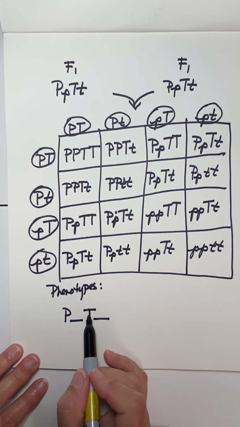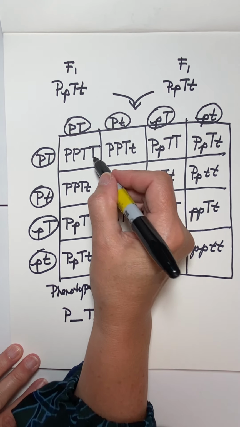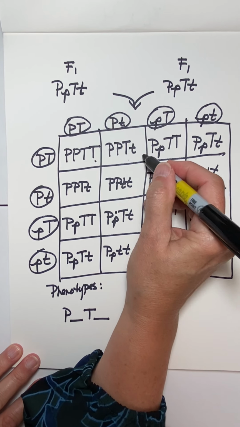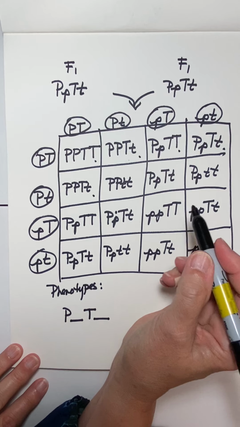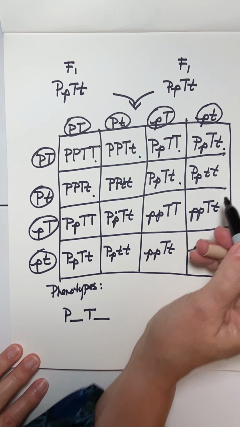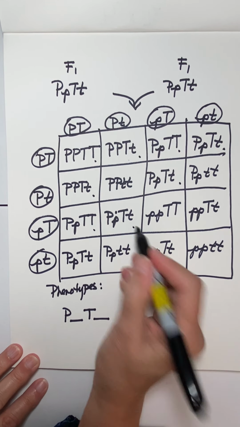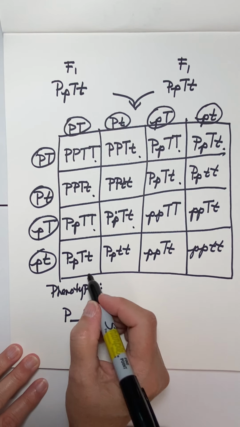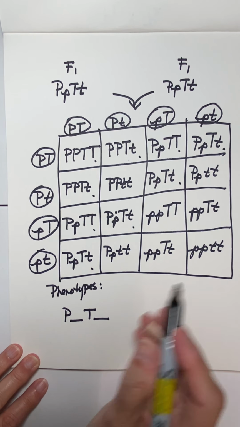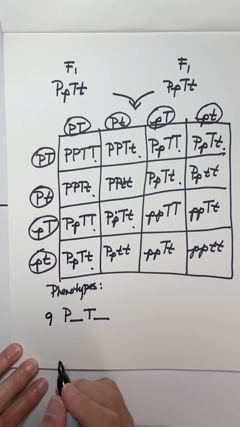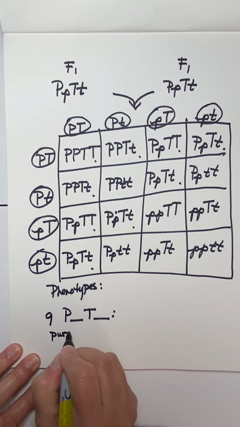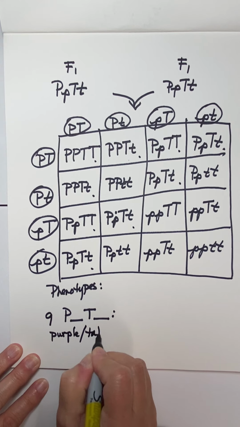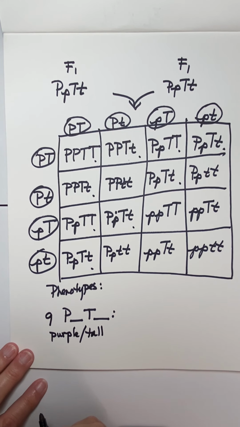Okay? All righty. Let's find how many we have of these. At least 1 capital P, and at least 1 capital T. 1, 2, 3, 4, 5, 6, 7, 8, 9. Okay, 9 of those. There are a lot of those. So what is that going to look like? Purple, tall.